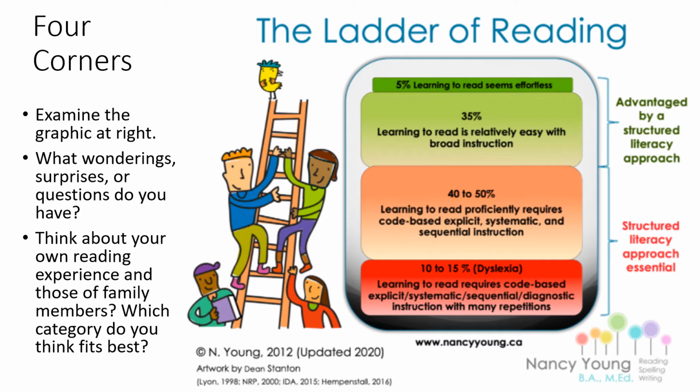And I don't have a key here, but it would simply go in order. Number 1 would be that top 5% where learning to read seems effortless. Number 2 is that 35%, learning to read is relatively easy with broad instruction. Number 3 is that 40 to 50%, learning to read proficiently requires code-based, explicit, systematic, and sequential instruction. And then lastly, the 10 to 15%. And these typically have reading disabilities. They're going to require many, many repetitions. So a learning disability or a reading disability is often going to be in that 10 to 15%.